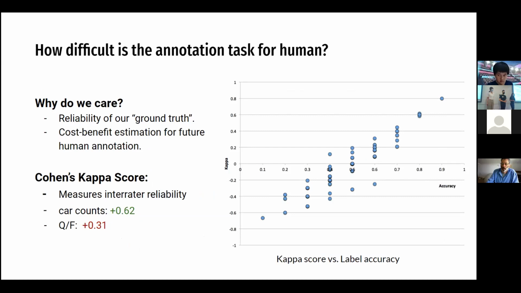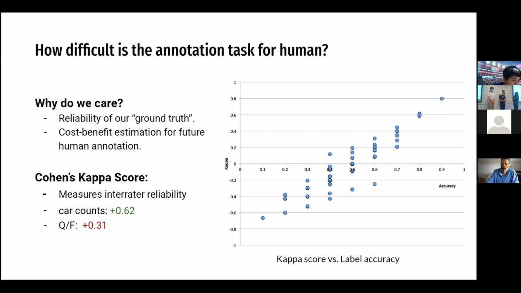So one question we might as well ask is, how difficult did the annotation task turn out to be? Why do we care about this? First, it quantifies the reliability of our quote-unquote ground truth, which is our labeled count. And also it gives a cost-benefit estimation for future human annotation tasks, in case we want to do large-scale annotation in order to refine or train this specific computer vision model. The metric we use to quantify this difficulty as well as reliability is called Cohen's kappa score. And on the right is an empirical correspondence between kappa score and label accuracy.